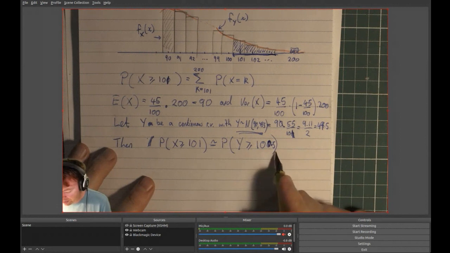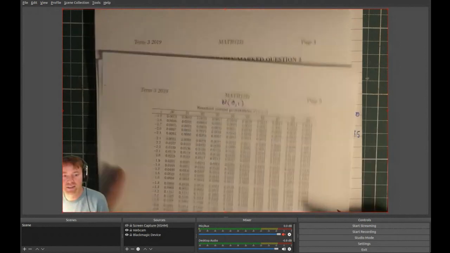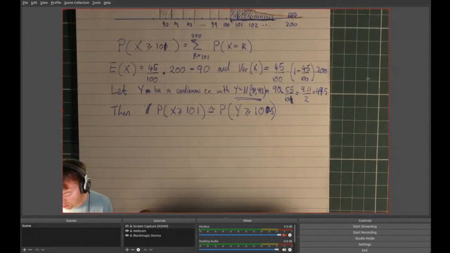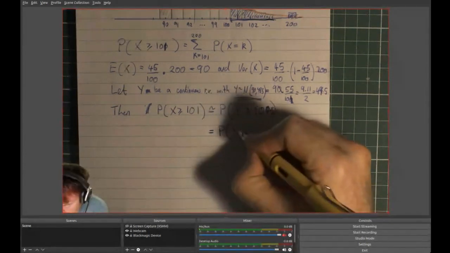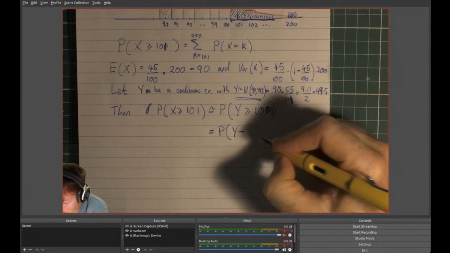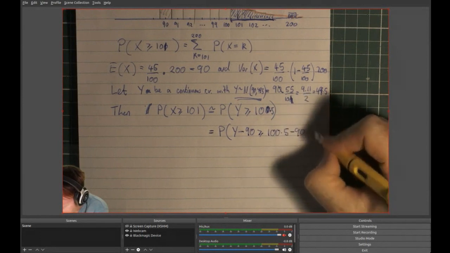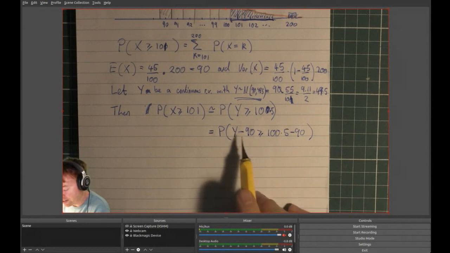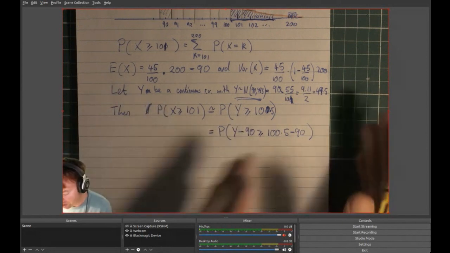So we've got this normally distributed random variable, but it's not normally distributed in the sense of that whole big table which is in the back of your exam. It's not normally distributed in this sense because that is the normal distribution with expected value 0, variance 1. So we need to convert this into something that is normally distributed with expected value 0 and variance 1. So that's going to be equal to the probability that y minus the expected value, which was, again, 90, is greater than or equal to 100.5 minus 90. Okay. Now what this has done is taken my random variable y and recentered it so its expected value is actually 0, just shifted the whole thing over.